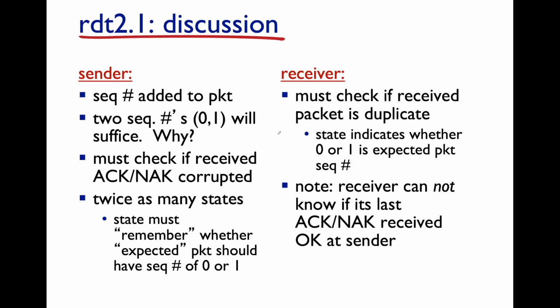The receiver, on the other hand, has to check if the received packet is a duplicate or not. And the state indicates whether it's a 0 or 1, what sequence number you're expecting to receive. Now, note, it's really important that the receiver can't know if its last ACK or NACK was received correctly at the sender. It doesn't know that. It just responds to what it gets. So it doesn't know that the sender didn't get the ACK or NACK. All it sees is a sequence number that it wasn't anticipating.